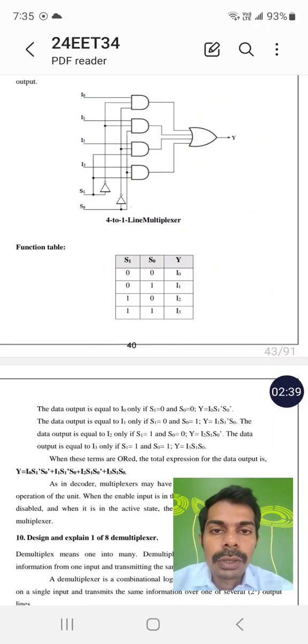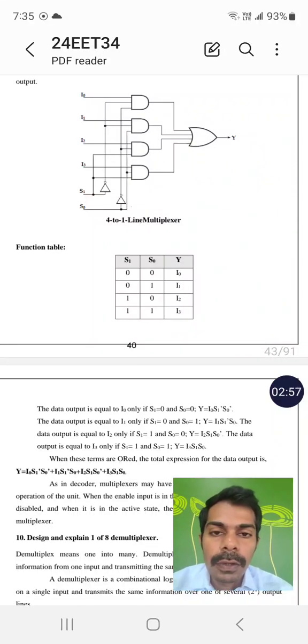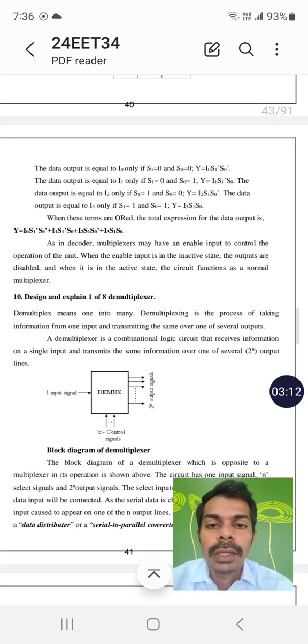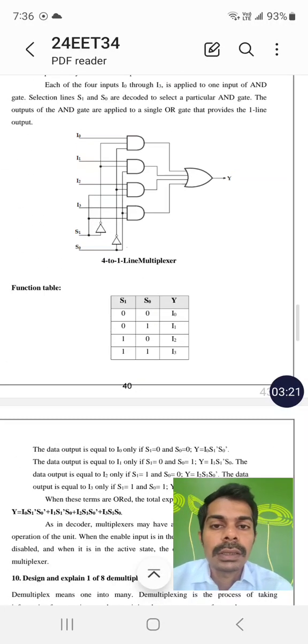Look into the logical diagram. It shows the 3 input AND gate with I0, selection line S0 and selection line S1. The selection line has 2 things, one is NOT gated and another one is direct input. So before we see this logical diagram performing operations, we will see the equation. Y is equal to I0 S1 bar S0 bar plus I1 S1 bar S0 plus I2 S1 S0 bar plus I3 S1 S0. This is the equation. With this equation we are drawing this logical diagram.